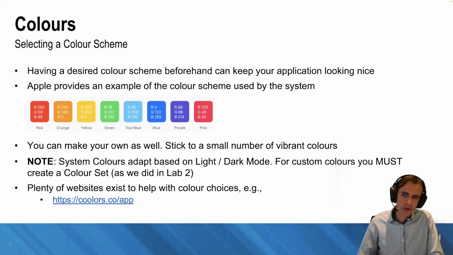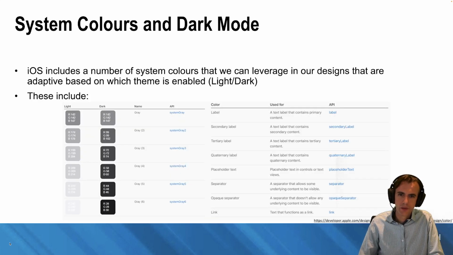And if you use system colors like these ones, you'll notice this palette is very familiar. This is the set of colors that Apple use in their own apps in the iOS home screen. If you use these ones, they adapt well to dark mode. If you create your own, like we did in Lab 2 via the asset catalog, you need to specify variants that work well in dark mode yourself. And there's a number of websites that can help you with color choices.